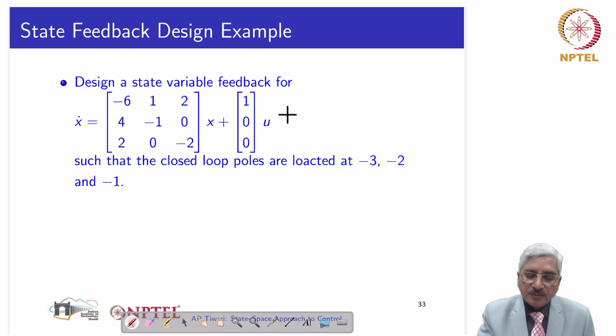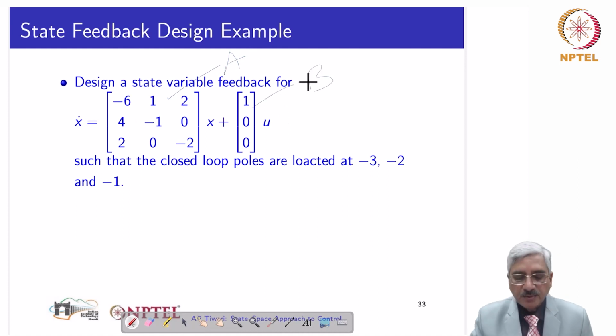So we are given this system. This is the A matrix and this is the B matrix. Of course, we are considering a single input situation, and we want to obtain a K in the state feedback control law u equal to minus Kx plus r, so that the closed loop poles are at minus 3, minus 2 and minus 1. We want to design K. We have to obtain a K.